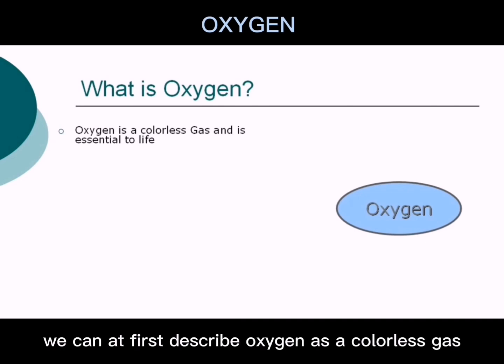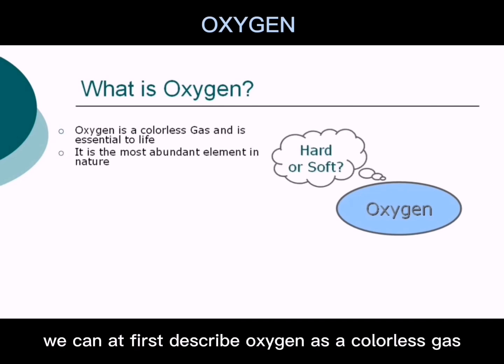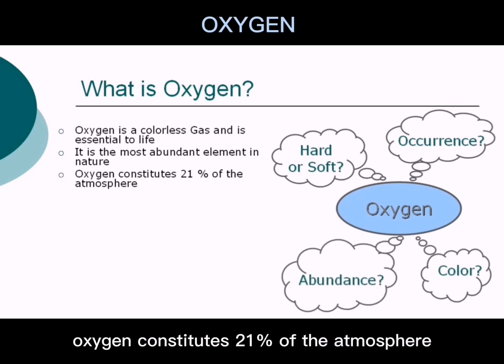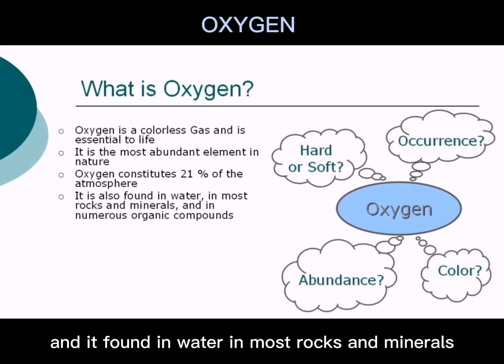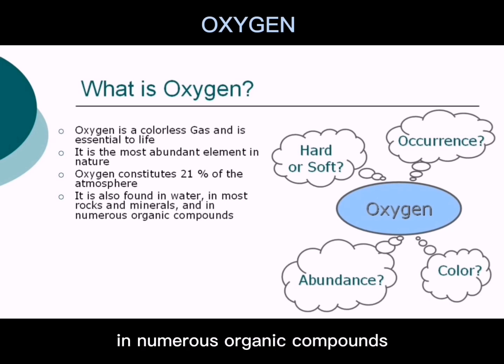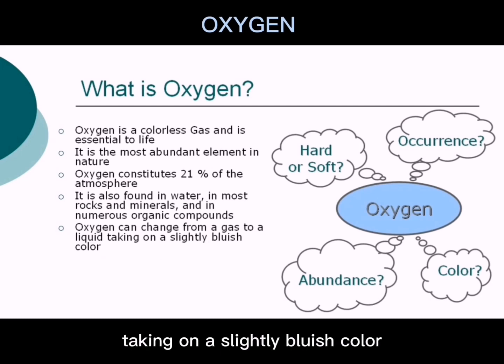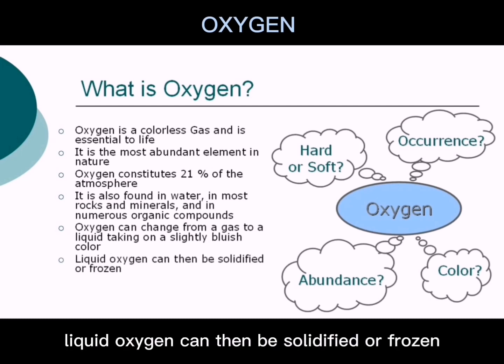Now, what is oxygen in a general overview of the element? We can at first describe oxygen as a colorless gas. It is the most abundant element in nature and essential to life. Oxygen constitutes 21% of the atmosphere and it is found in water, in most rocks and minerals, and in numerous organic compounds. Oxygen can change from a gas to a liquid, taking on a slightly bluish color. Liquid oxygen can then be solidified or frozen.